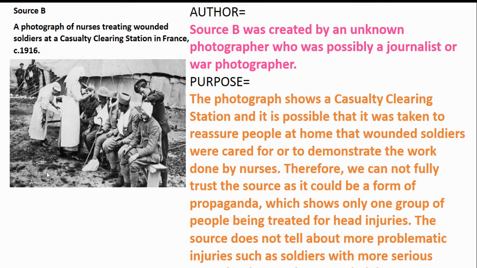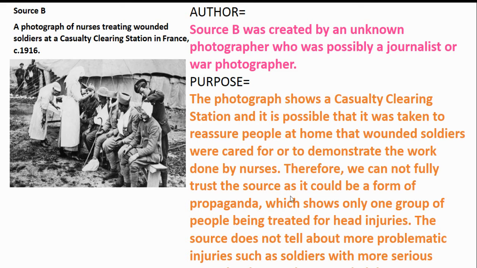The purpose of the source. I've then started to say, well, the photograph shows a casualty clearing station, and it's possible that it was taken to reassure people at home that wounded soldiers were cared for, or to demonstrate the work that was done by nurses. So possibly just to show nurses in a very positive way, and the work that they were doing was heroic. It was brilliant. Therefore, however, we cannot fully trust the source, as it could be a form of propaganda. So it might be that it's actually persuading the people back home of how in control the nurses are and what a brilliant job they were doing, and it doesn't tell us, therefore, a few things that we want to know about the problems.